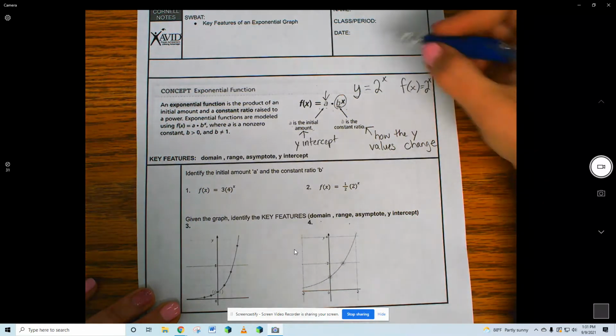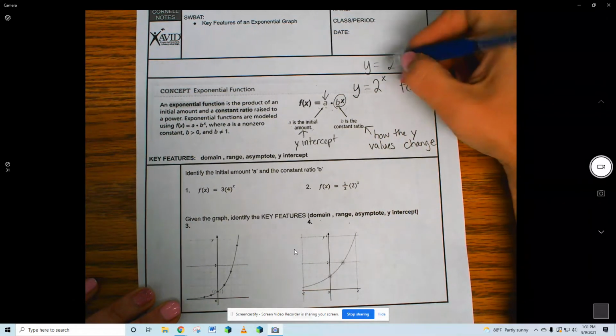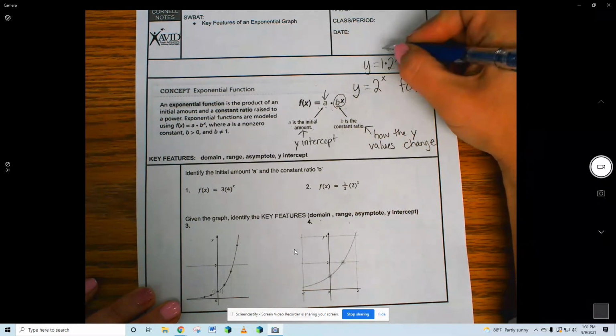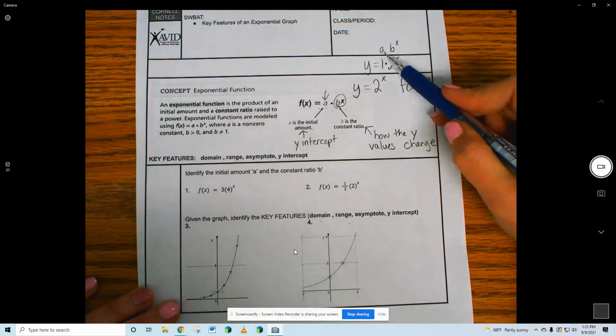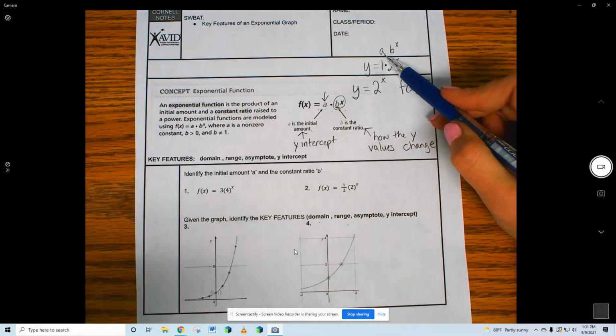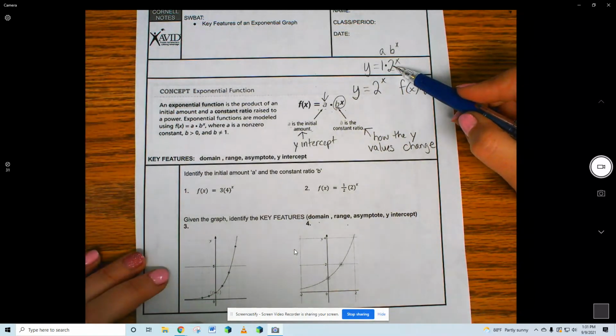If I give you an equation like y equals 2 to the x, that means that there's a 1 in front. A times b to the x. So that means that my y-intercept is 1. My y-intercept is 1 a lot, like a lot, you guys. And then 2 is, every y value multiplies by 2. It changes by 2. It doubles.